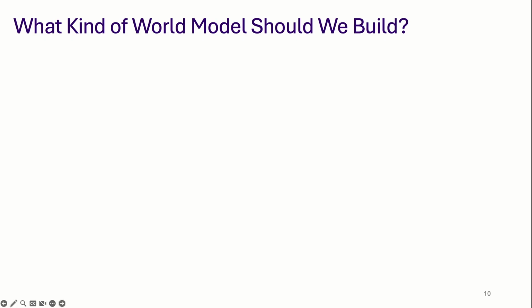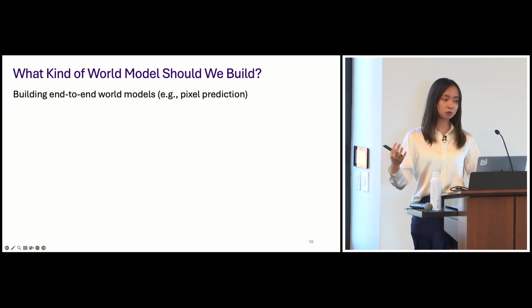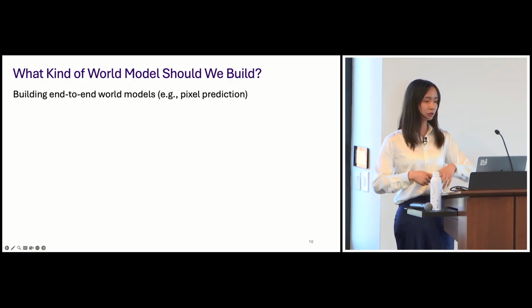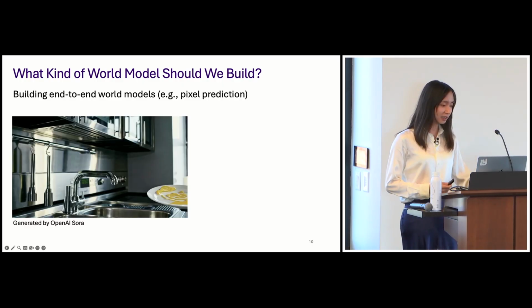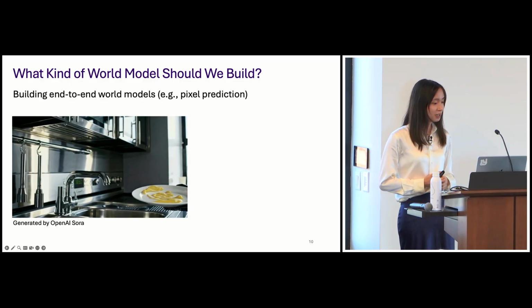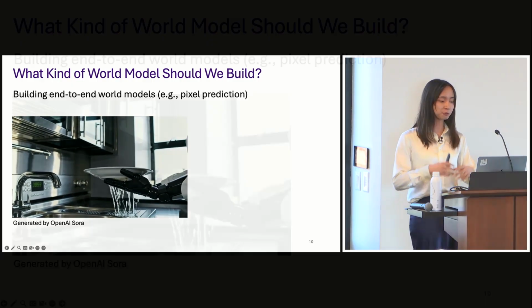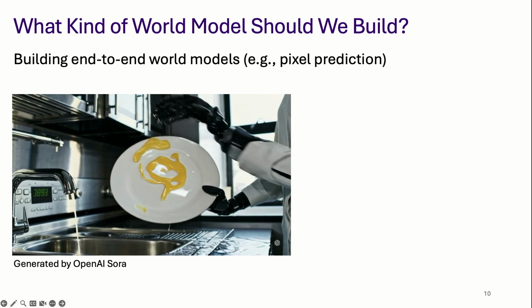But to really implement such a system, we still need to be careful about what kind of world model we should build. For example, one idea is just to build an end-to-end world model, doing some pixel level prediction. This is a recent result that I generated using OpenAI Sora, one of the state-of-the-art models doing video prediction. I prompted it to generate a video showing a robot cleaning up a plate. Okay, so this is the video it generates. First of all, it's not physically feasible, and also it actually doesn't complete the task as I instructed.